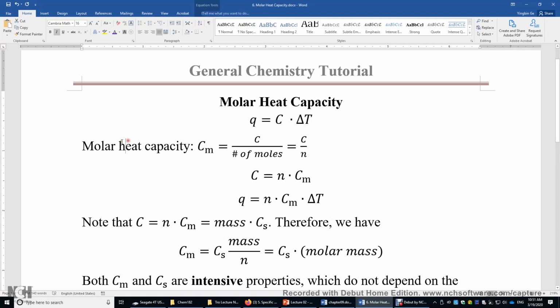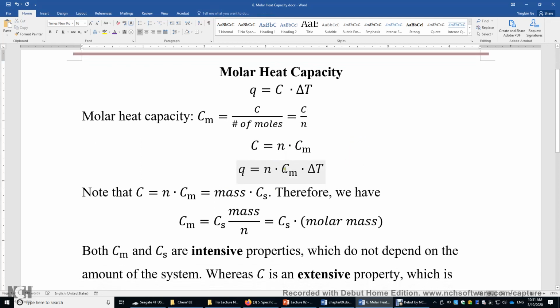What is molar heat capacity? Molar heat capacity C sub m is simply C divided by the number of moles of the substance. Therefore, heat capacity is equal to the number of moles N times the molar heat capacity. How can we compute Q given the molar heat capacity? We will also need the number of moles and the temperature change.